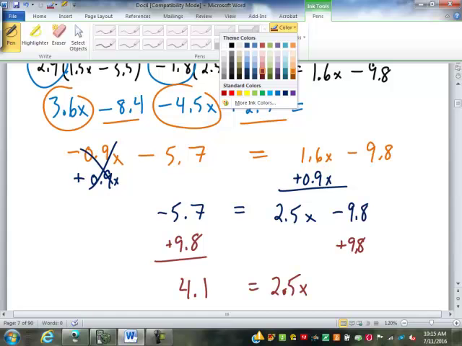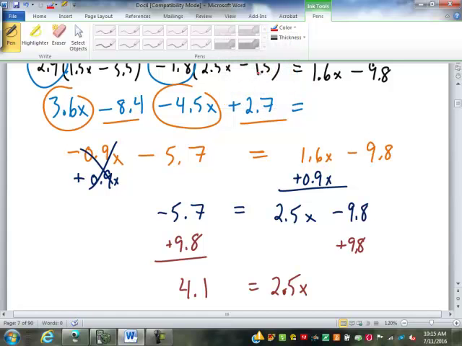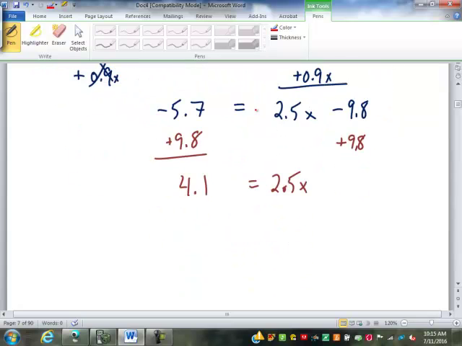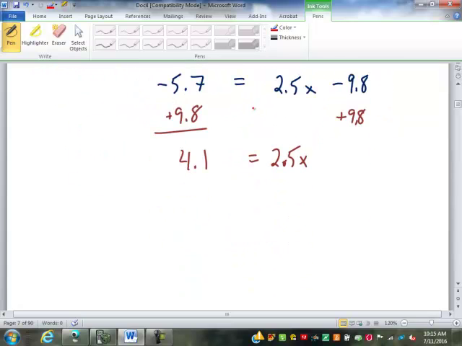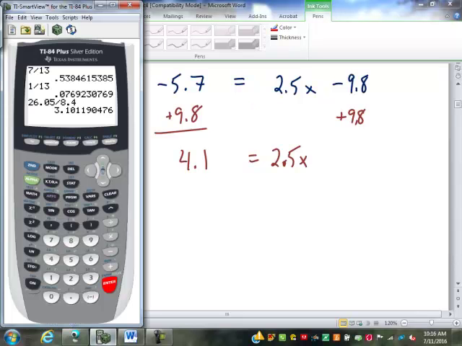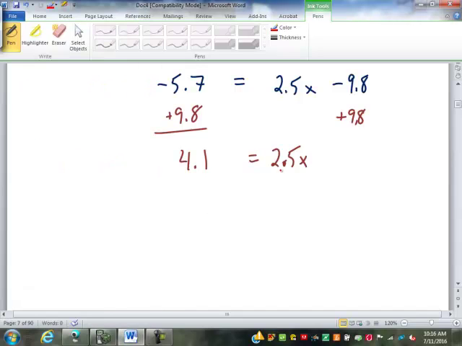Is that correct? I believe so. Yes? Yep, negative 5.7 plus 9.8. So negative 5.7 plus 9.8. Yep. So now what do we have to do?